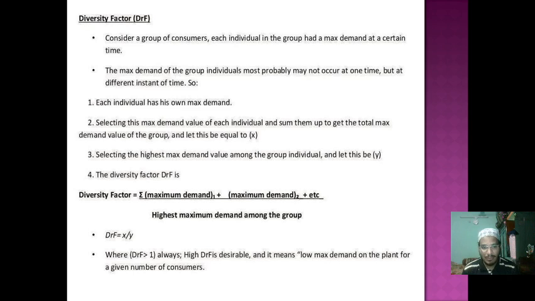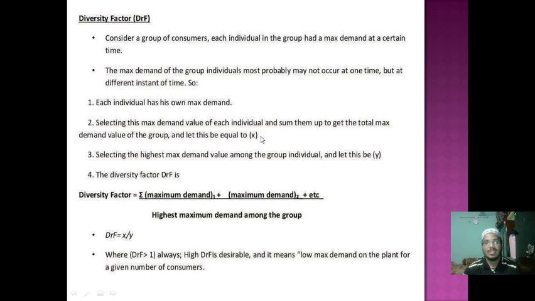If we want to find the diversity factor, first we have to add all these demands: 10 plus 20 is 30, 30 plus 30 is 60, 60 plus 40 is 100, 100 plus 50 is 150. The total maximum demand at a certain time is 150. Then this is divided by the highest maximum demand.